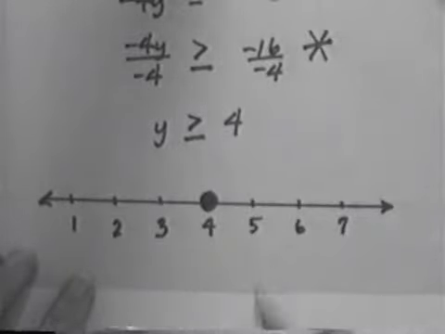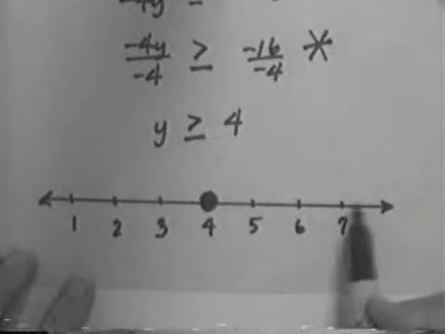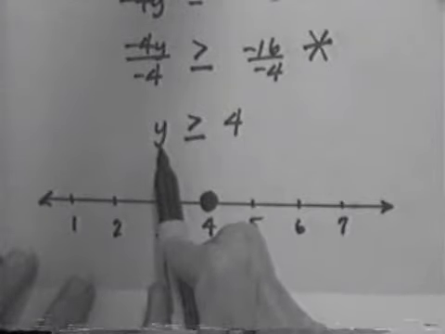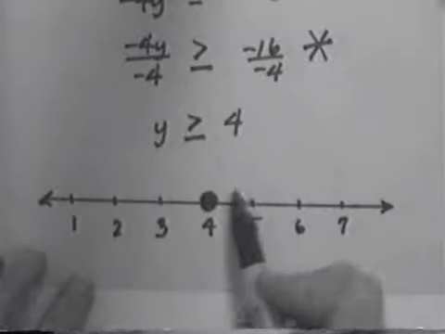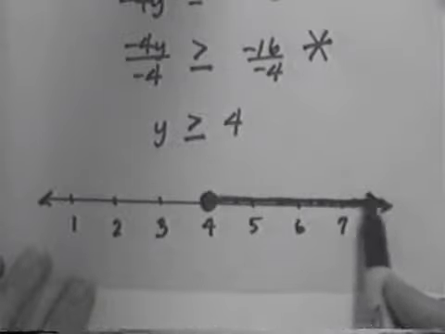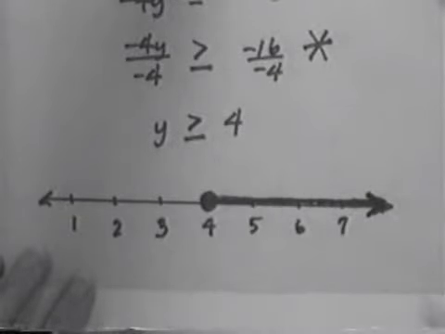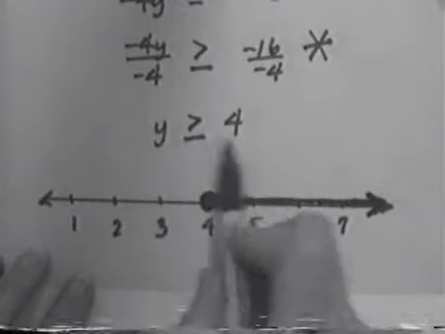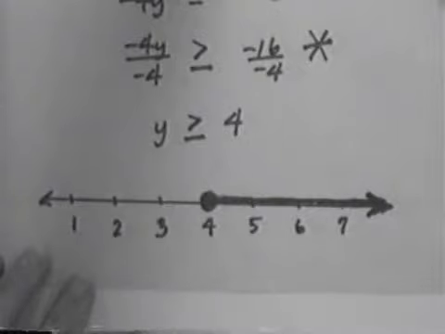We want the points that are greater than 4. Greater than 4 would be to the right of 4. We can check out the 5 to verify this. Filling in 5 in place of y, we have 5 is greater than or equal to 4, which is true. And so we do shade in to the right. As a double check, we'll try 3. 3 is greater than or equal to 4 is false, and so we would not shade the side that includes 3. So here's our solution with the graph, y greater than or equal to 4.